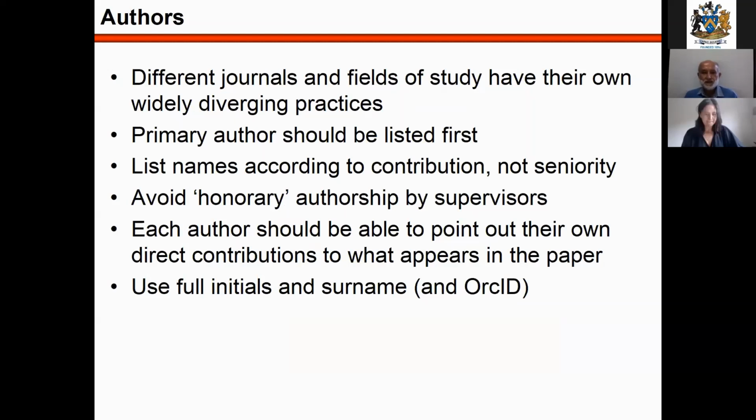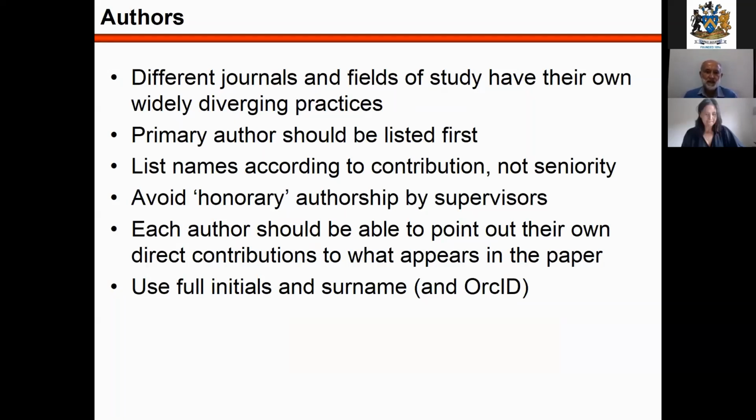When it comes to a list of authors, you'd think this is pretty straightforward, but in fact it isn't. Different journals and fields of study have their own widely diverging practices. In particle physics, for example, it is known that there have been papers with more than 500 listed authors. It seems unworkable. You know, some papers aren't as long as the list of authors is. But in our fields, it's far more usual to have maybe 2 or 3 authors to a paper.